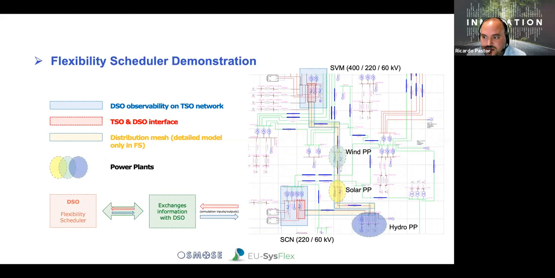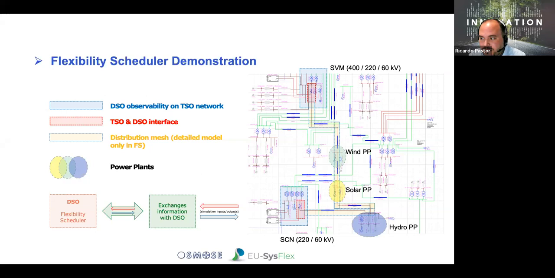So just to give you some visibility on the models and what we are doing. On the right side, you have the model that we have in the Opal system, in HyperSim, in which we have two substations with the connection to the distribution side. They are the ones inside the blue dashed box, and these two substations are linked through a representative distribution network. They also have some renewable energy resources at the distribution side, which will be optimized by the flexibility scheduler, including a wind power plant, a solar power plant, and a hydro power plant.